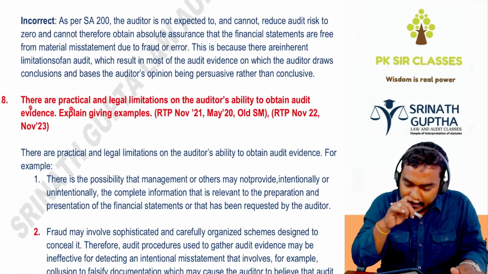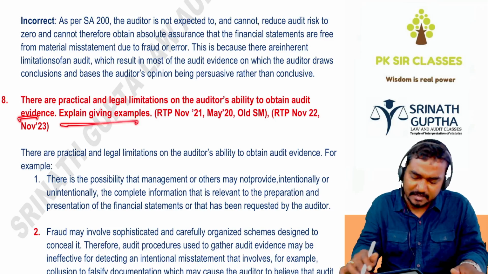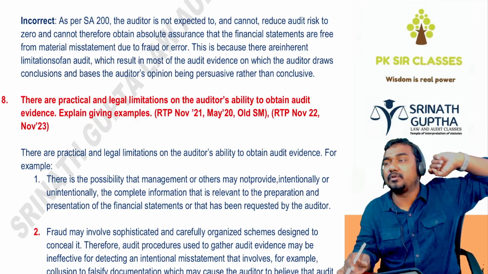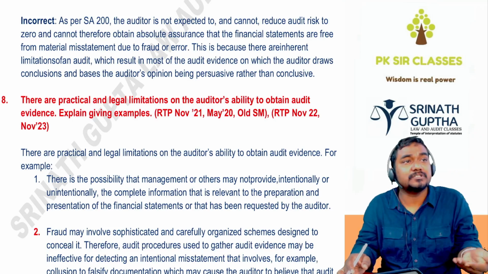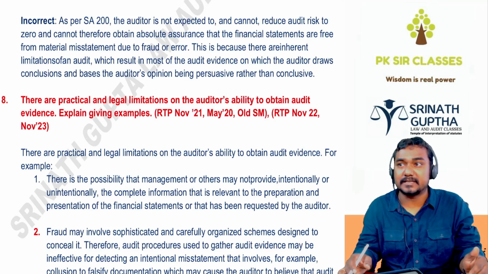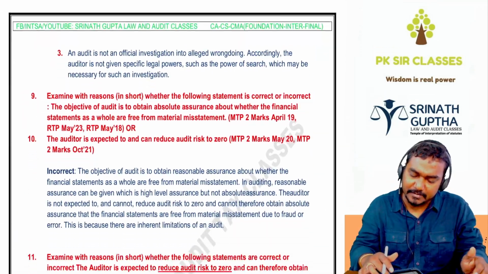There are practical and legal limitations on the auditor's ability to obtain the evidence. Explain some of the examples. The same question. Sometimes we are unable to identify. Give me some examples where the auditor cannot identify all the misstatements. It is a related question, examples are being asked.